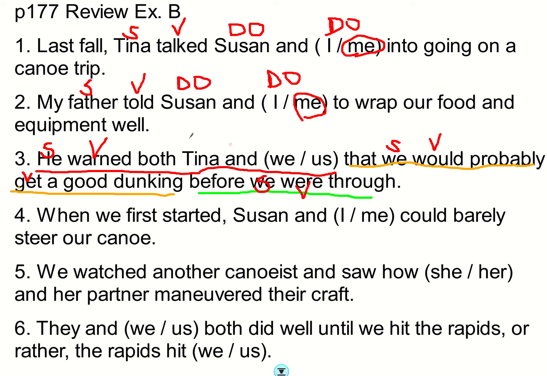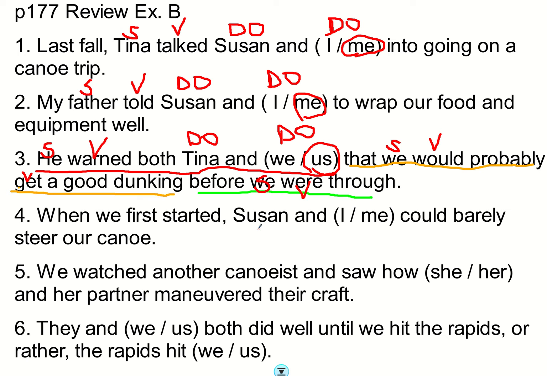Well, let's look at what it's doing in that clause. He is the subject, warned is the verb, and warned is an action verb. We could say warned whom. The answer is Tina and we or us. So again, Tina is a direct object and we or us is another direct object, and so it's objective. That makes us the correct pronoun.